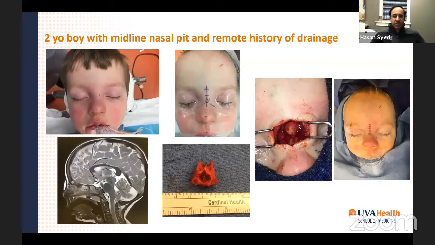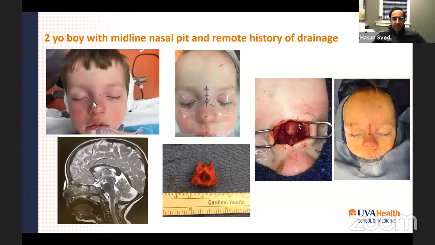So I want to illustrate the concept of observation in terms of pediatric patient evaluation with these three quick cases. This child was a 2-year-old who had a midline pit, and it was very hard to see, but right here in the center, there is a nasal pit and some scratches from the child. But when seeing this patient in clinic, we asked about any history of drainage or things like that. And so that led to a differential diagnosis of all the things that could be midline nasal masses.